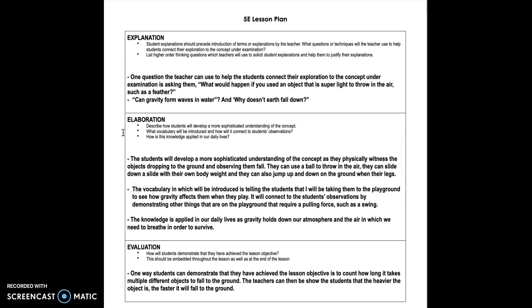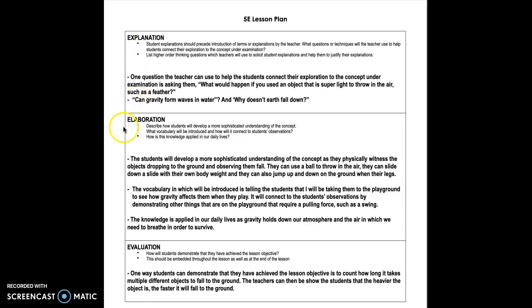Now for another 5E regarding this assignment is the explanation part. One question the teacher can use to help the students connect their exploration to the concept under examination is asking them, what would happen if you used an object that is super light to throw in the air, such as a feather, and can gravity form waves in water? And why doesn't Earth fall down?